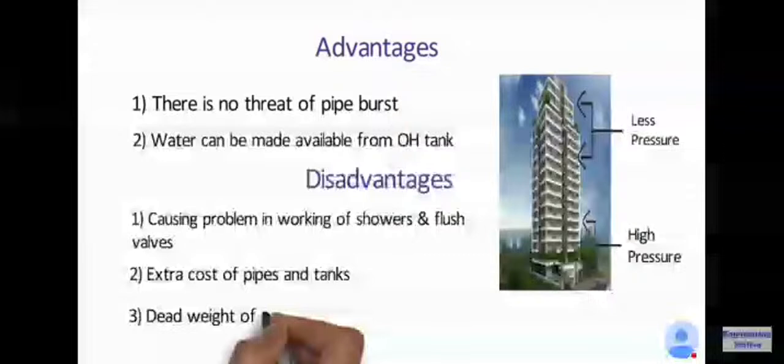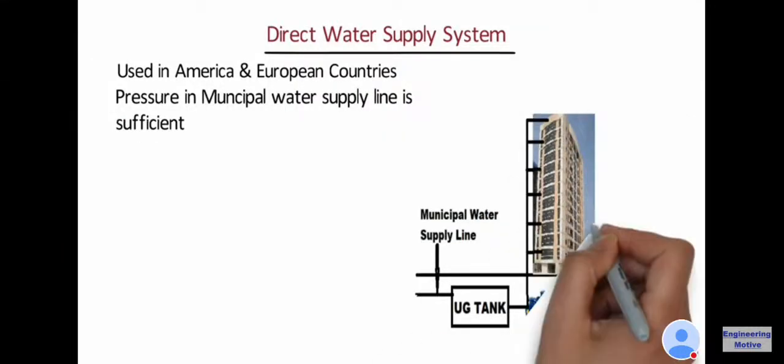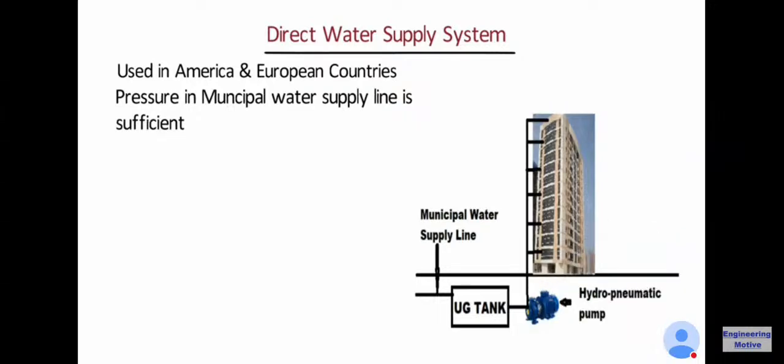Now we will discuss the direct water supply system. This type of water supply system is used in America and European countries. When the pressure in the municipal water supply is sufficient, then we can use the direct water supply system. In this system, there is an underground tank which gets water from the municipal water supply line and supplies it to the respective floor in the required quantity of water.